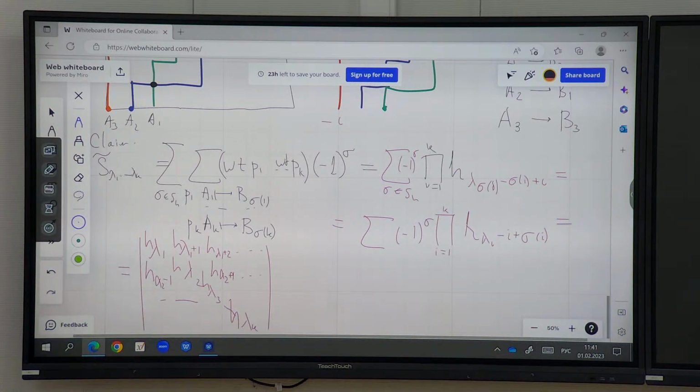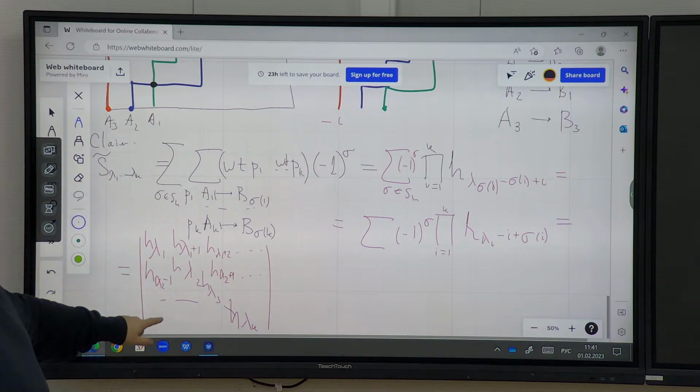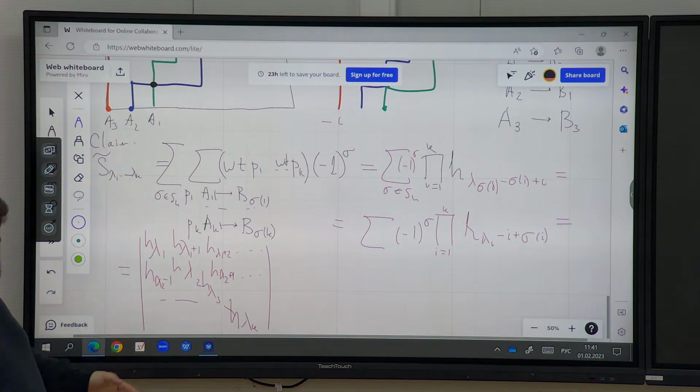So, the moral of the story is that we proved the Littlewood theorem, that this thing is computed by the Jacobi-Trudi formula. And the Schur polynomials are also computed by the same formula, so they are the same. Well, end of the story.